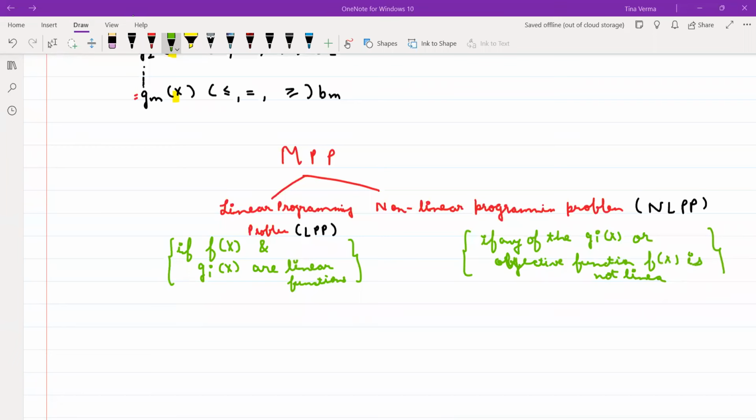So you all have studied linear functions. Can you tell me what is a linear function? A linear function is your straight line, right? Mod of x will give you a straight line. Is mod of x linear or non-linear?